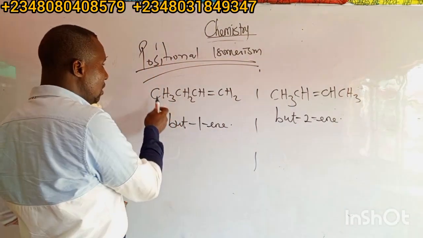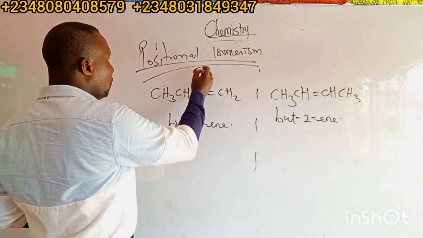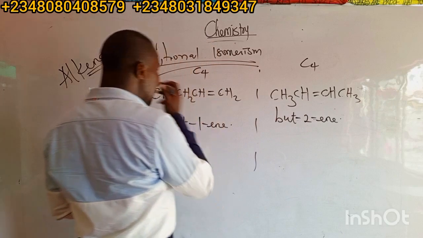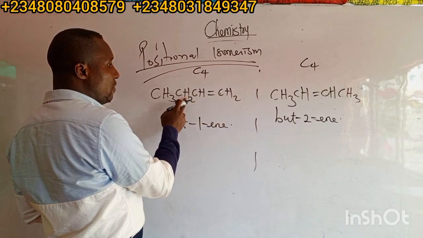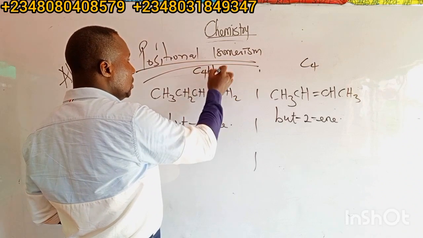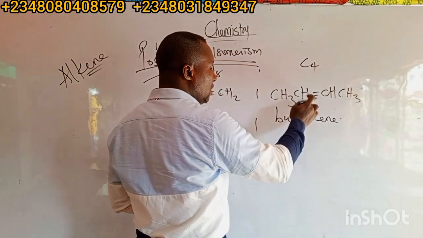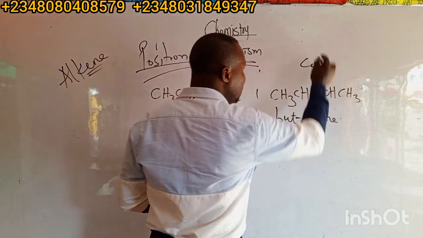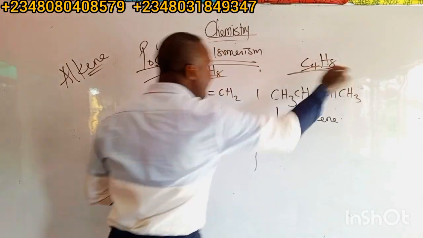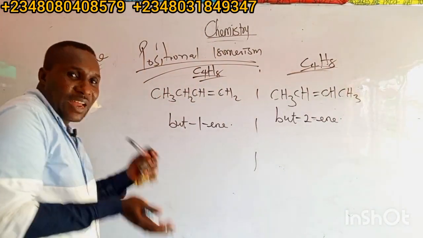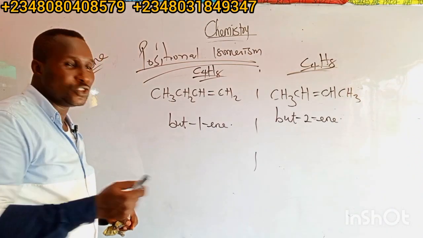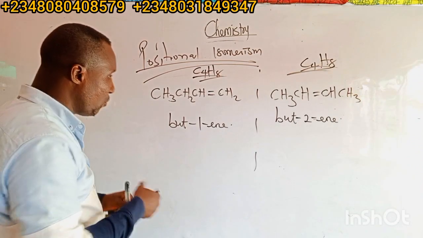Let us look at whether they have the same molecular formula. How many carbon atoms are here? 1, 2, 3, 4. That means C4. How many carbon atoms here? 1, 2, 3, 4. C4. How many hydrogens are here? 3, 5, 6, 8. H8. How many hydrogens here? 3, 4, 5, 8. H8. They have the same molecular formula, C4H8, but different positioning of their functional group. That's positional isomerism.